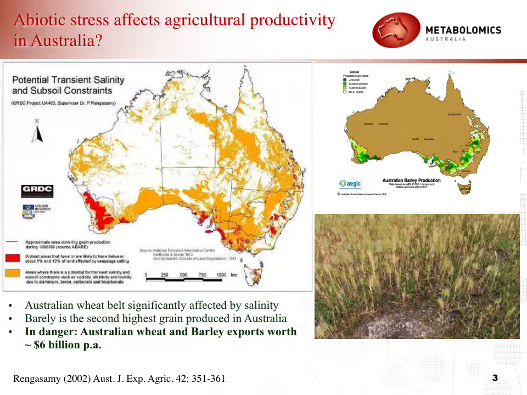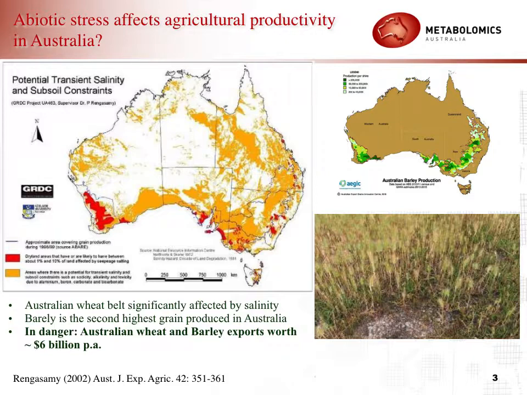How is salinity affecting our agricultural productivity in Australia? This is a map of Australia, and the yellow highlighted area is the potential land area, and also you can see the red color highlighted area is the salinity affected area, where the salinity level is from 1% to 10%.